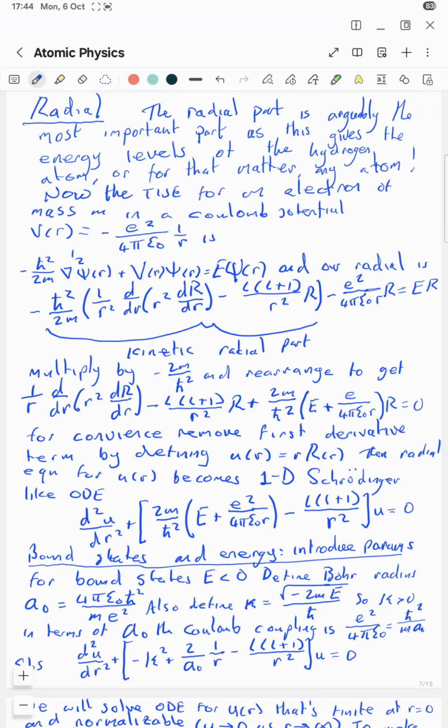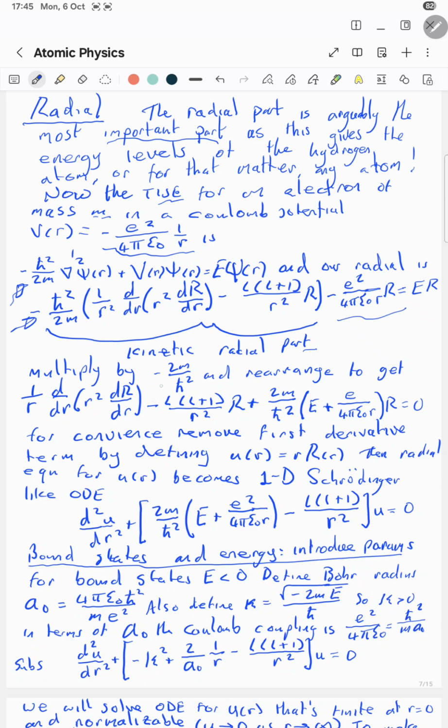Now let's get on to the radial part of the equation, which is arguably the most important part, as this gives the energy levels of the hydrogen atom, or for that matter any atom. Now the time independent Schrödinger equation for an electron of mass m in a Coulomb potential is given by here, the Schrödinger equation, and our radial function is here, and this is the kinetic radial part here, and this is the Coulomb potential, as said.